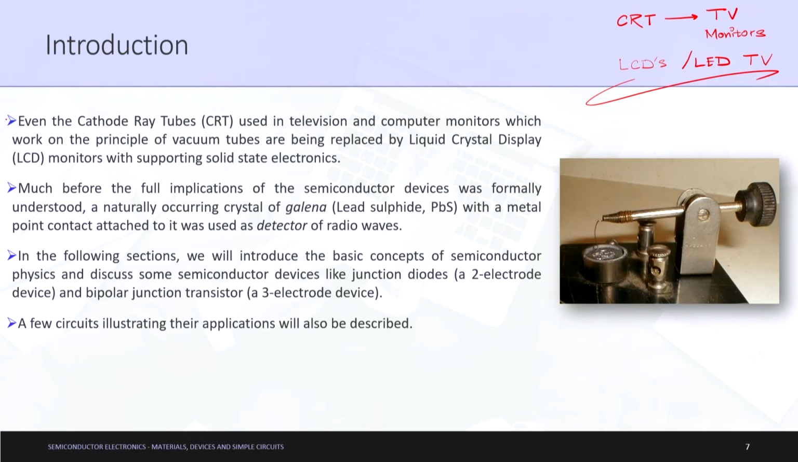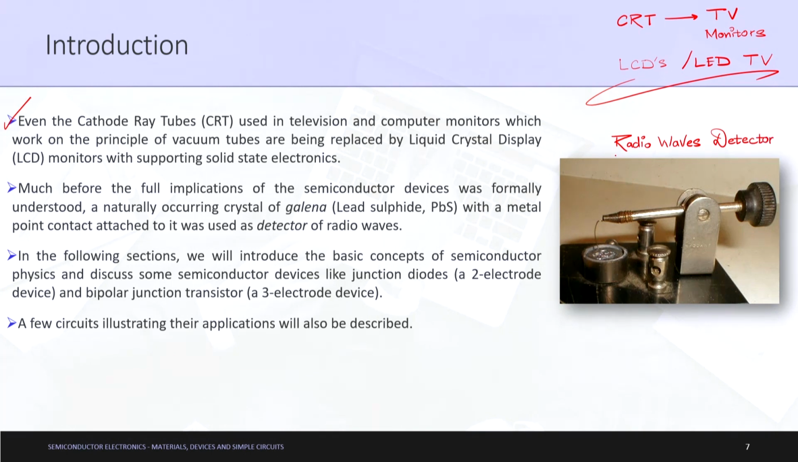Okay, so this was one of the usages. Much before the full implications of the semiconductor devices was formally understood, a naturally occurring crystal of galena, please remember what is galena, galena is lead sulfide, with a metal point contact attached to it was used as a detector of radio waves. On the right hand side of the slide, you can see this is nothing but your radio wave detector. Please remember, it is not used at the present moment, it was used long back.